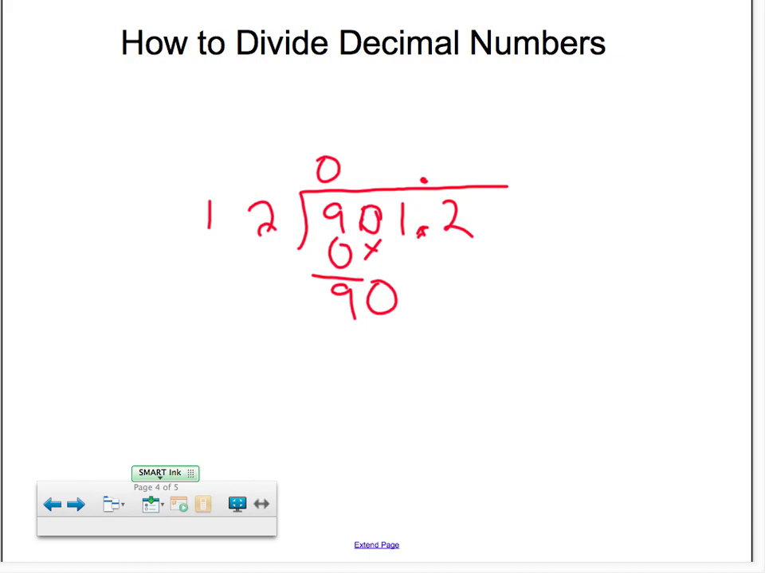So how many times can I count by 12 until I get close to, but not over 90? Steph: 7. Let's give it a shot. If I take 12 and multiply it by 7, I get 4, carry the 1, 84. I know I won't be able to fit another 12 in there. Mallory, where does my 7 go? Above the 0, you're right.